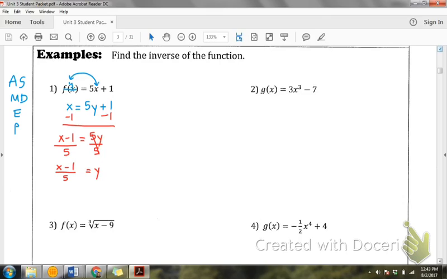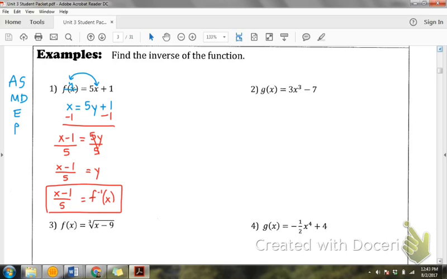Replace y with our f inverse. So we're going to write instead of y, f inverse of x equals x minus 1 over 5. I don't care which side your f inverse of x is on. It can be on the right side or the left side. It means the same thing. And now we're finished with that one.